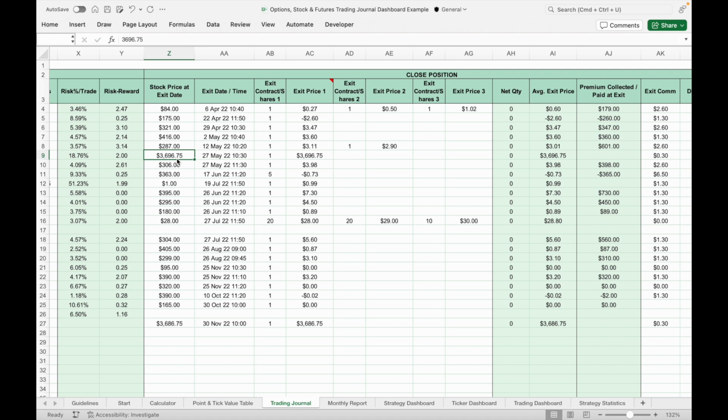After closing the position, enter the stock or futures price at exit, exit date and time, exit position, and exit price.